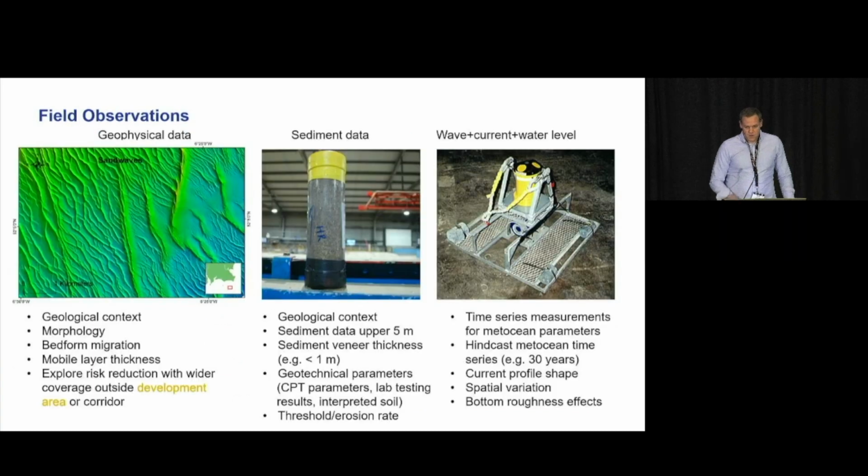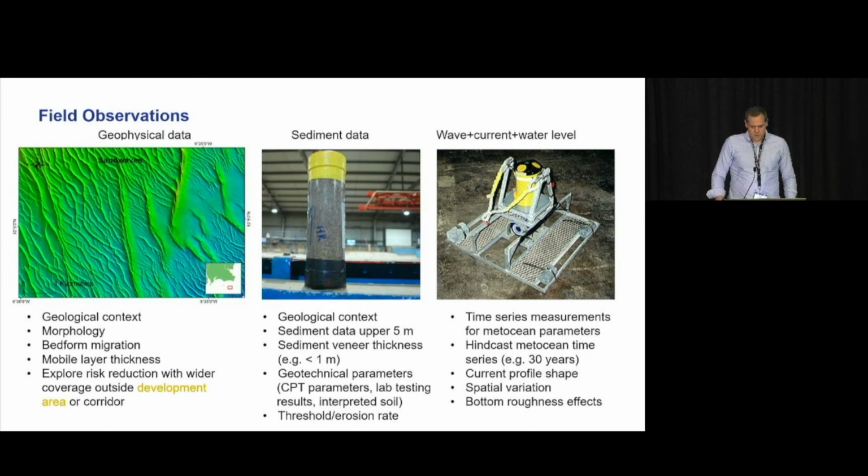Okay, so what field observations are currently available, and what would we use in scour assessment, scour prediction? They're mainly around the sediment, the seabed, and the wave and current conditions. So on the far left, we've got a picture here of the geophysical data that we might receive. Multi-beam surveys are becoming more and more common and becoming more and more resolved and more accurate, and they're fantastic at determining the morphology of the seabed.